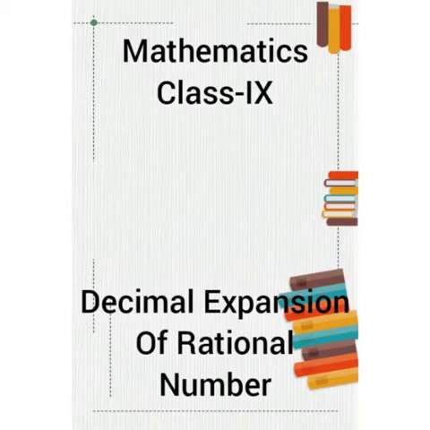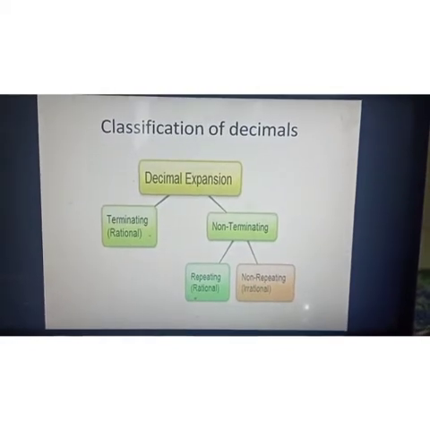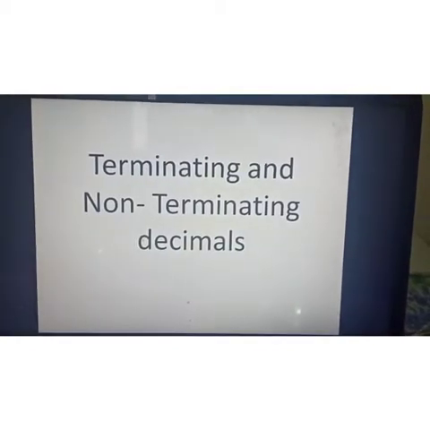So previously we have studied about the irrational number. We have seen two or three examples, root 2, root 3. We have represented these irrational numbers on the number line. Today we will start with the new topic, that is terminating and non-terminating decimals. So let's start. Students, this is our topic, the terminating and the non-terminating decimals.